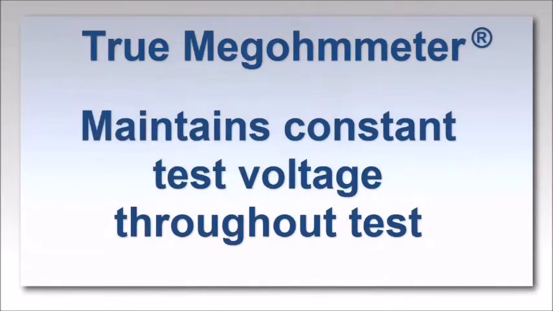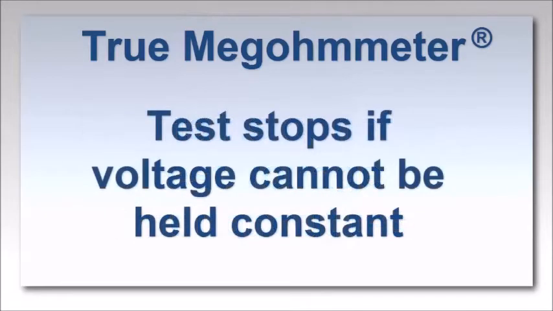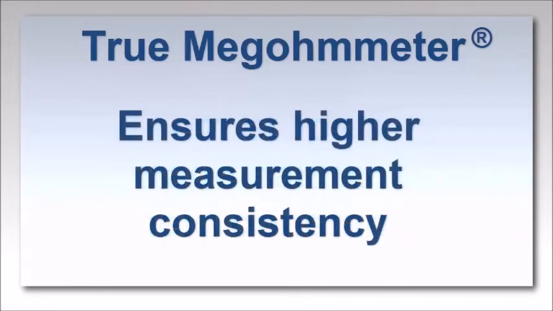AEMC's True Megameter functionality ensures that the test voltage remains constant throughout the test, irrespective of how low the level of resistance. If for any reason the voltage cannot be held constant, True Megameter instruments will end the test. This ensures complete voltage consistency across all measurements in a test, enabling you to compare results with a high degree of confidence.